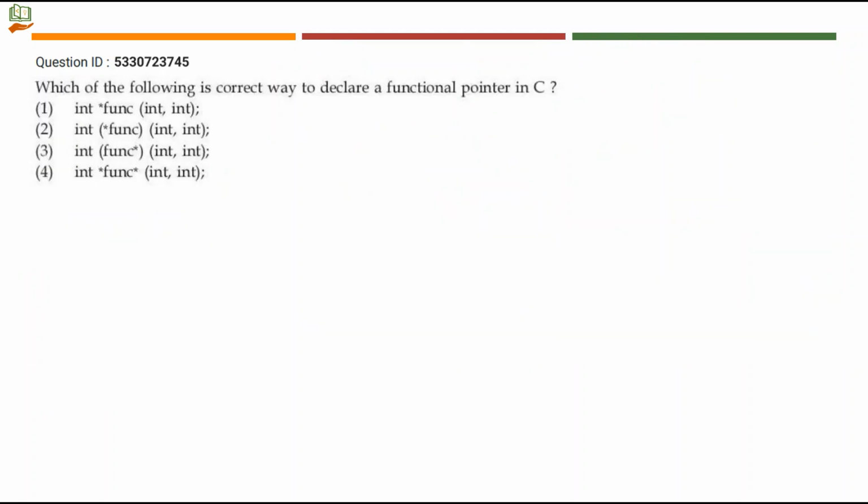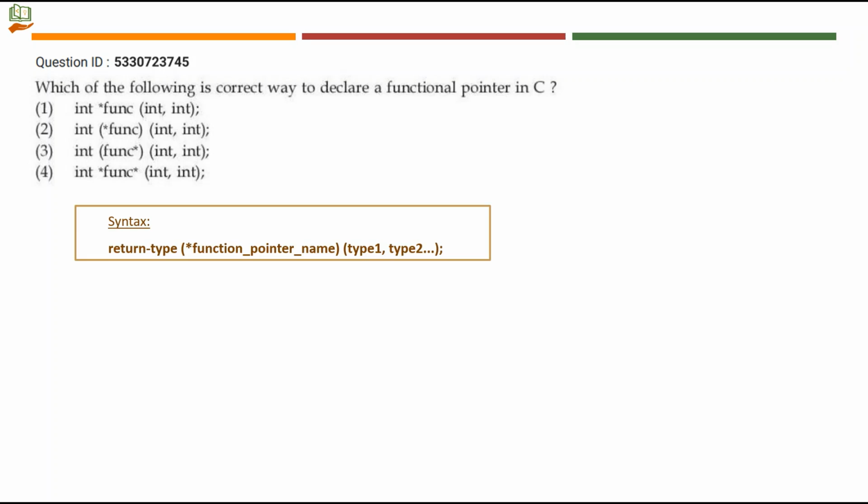Next question. Which of the following is the correct way to declare a function pointer in C? What is the general syntax to declare a function pointer? We will have a return type. Then we will have the function pointer name along with the pointer symbol asterisk. Then we will have the parameters as type 1 and type 2. It's having 2 stars here, so 3 and 4 cannot be the option. So which one should we consider, 1 or 2?